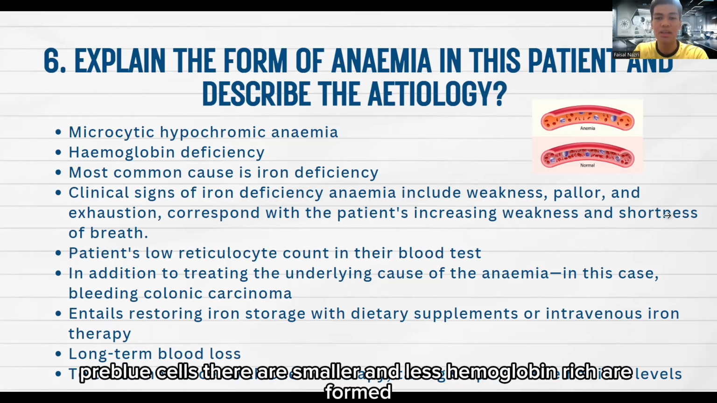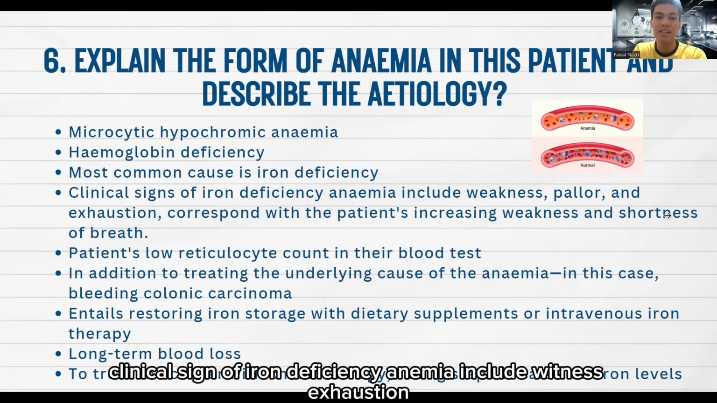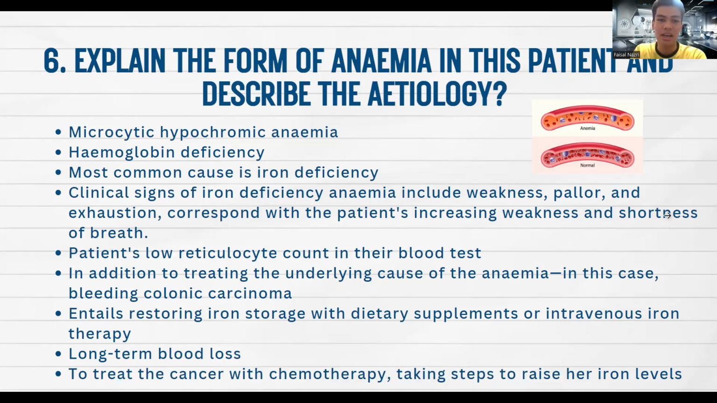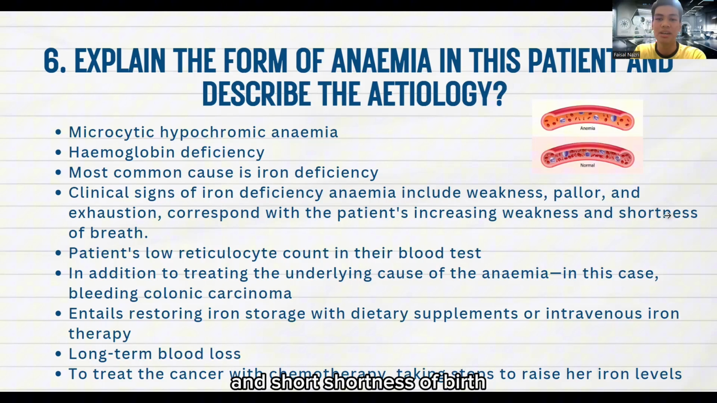Red blood cells that are smaller and less hemoglobin rich are formed when there is an iron deficit because iron is an essential component of hemoglobin. Clinical signs of iron deficiency anemia include weakness and exhaustion, and these symptoms correspond with the patient's increased weakness and shortness of breath. The diagnosis of iron deficiency anemia is further supported by this patient's low reticulocyte count in their blood test, which shows that there is insufficient iron available to produce as many red blood cells.